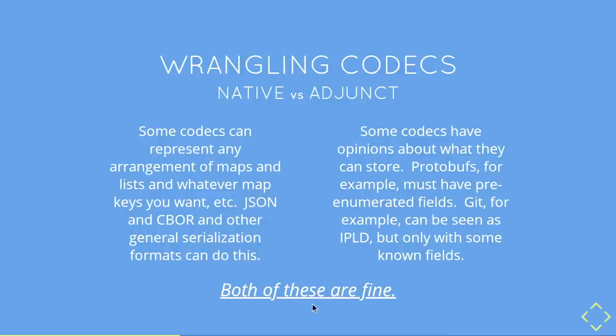Like, you can take a Git commit, and knowing the structure that Git has internally, you can say, ah, here's the author field. And you can turn a Git commit into a map, and then you can treat this as a standard thing. So both of these are things that we can interact with in this model.